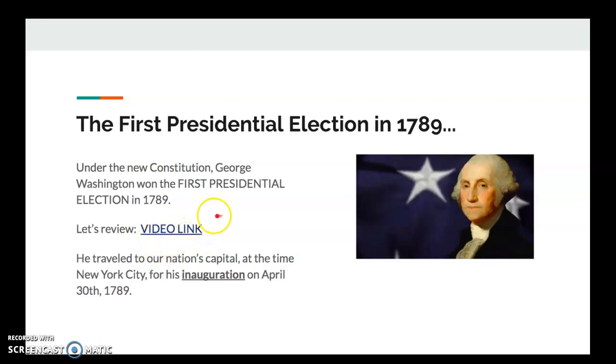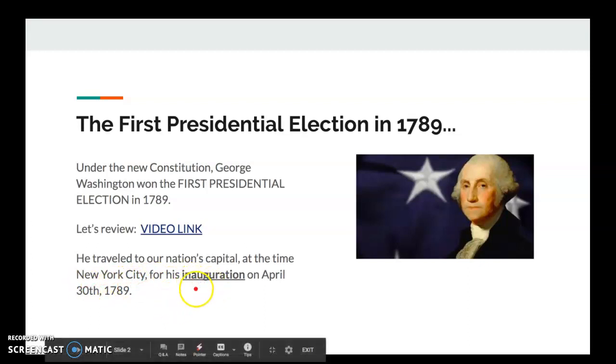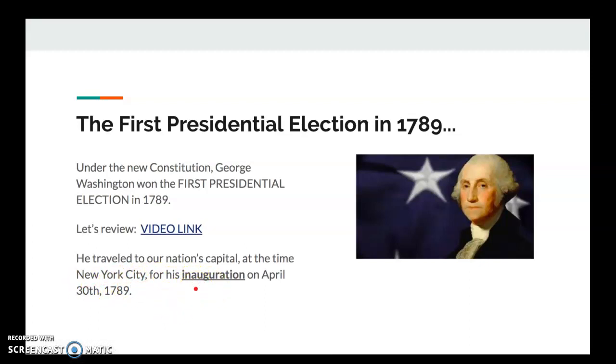So after he won the election, George Washington traveled to what was our nation's capital at the time, New York City, the Big Apple. He was inaugurated, which means he was formally sworn in as president, on April 30th, 1789. No, I was not there.